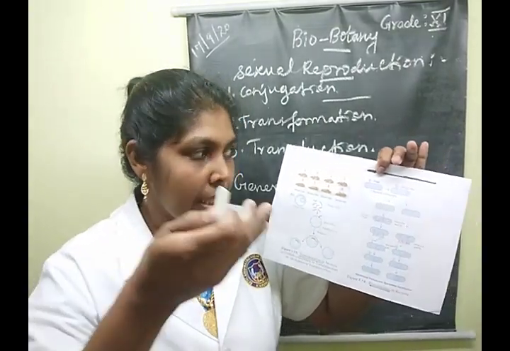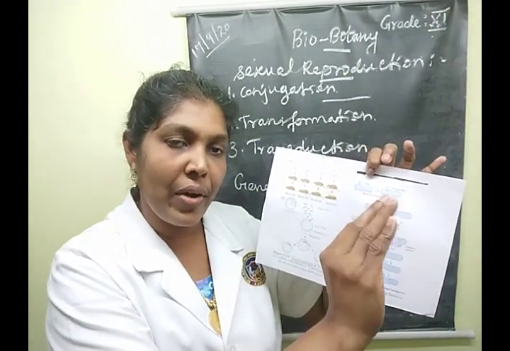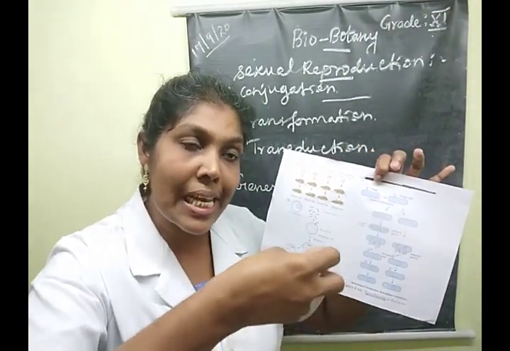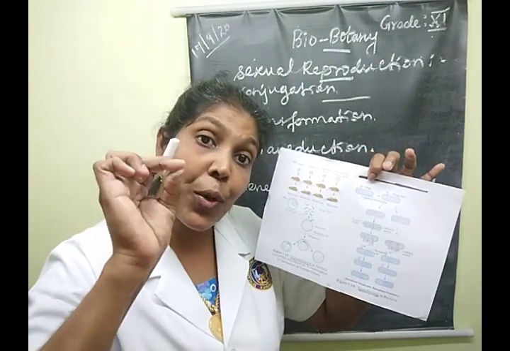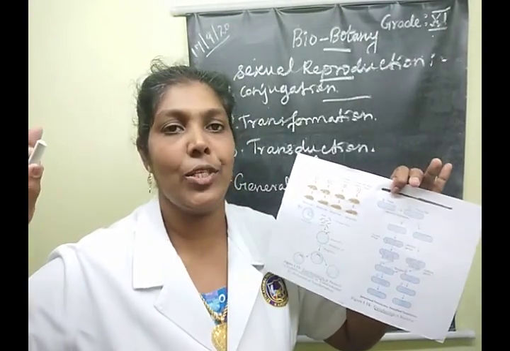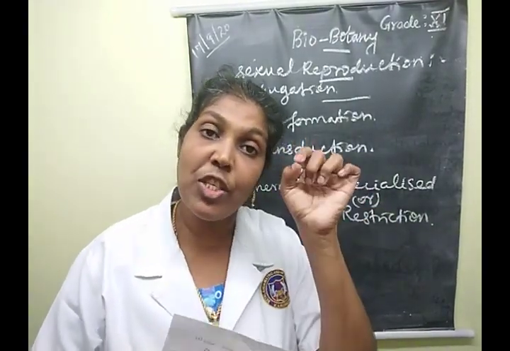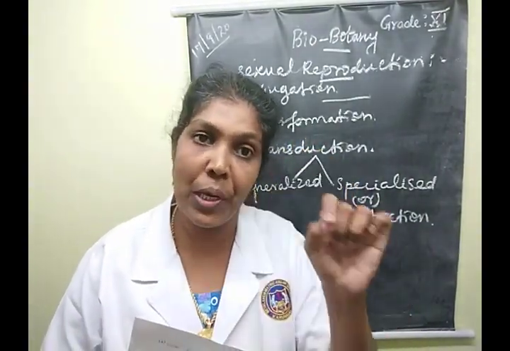Clear? Then the second one: this is the ability of the bacteriophage to carry genetic material from a particular position, that is, specified regions. Clear? That is known as which type of transduction? Specialized transduction, or the restricted type of transduction. Clear, children? Specialized means one specified area, one particular region.